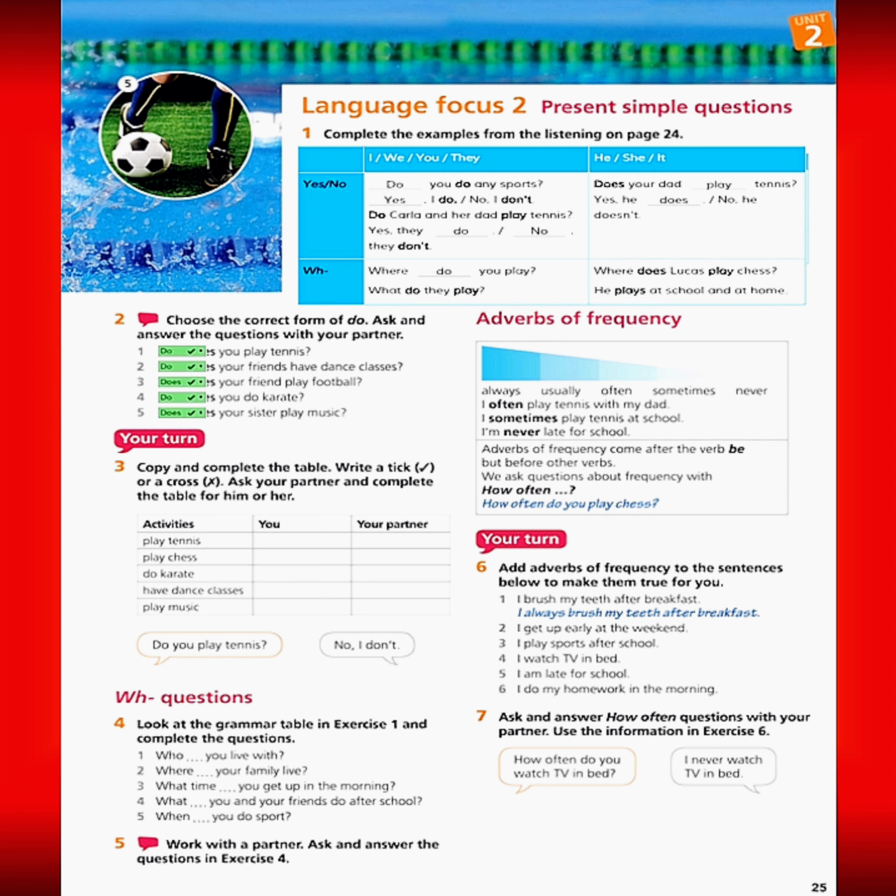Section 6. Add adverbs of frequency to the sentences below to make them true for you. Number 1 is done for you as an example. Again, do this in your notebooks. Section 7. Ask and answer how often questions with your partner. Use the information in exercise 6.